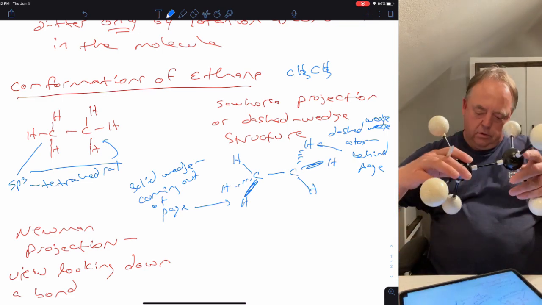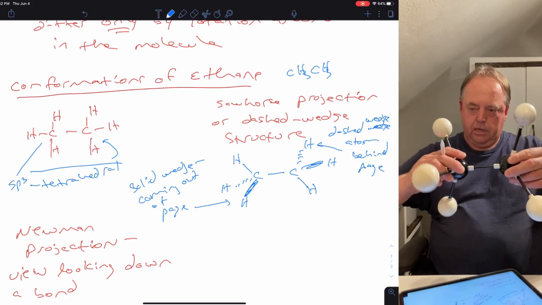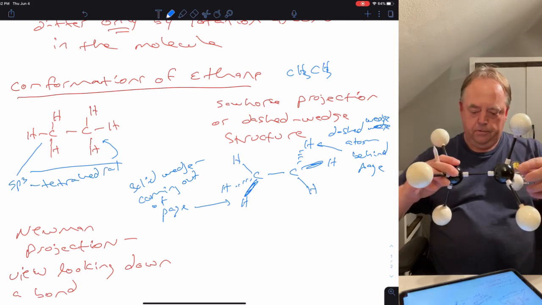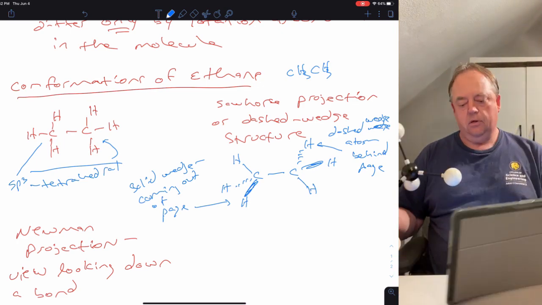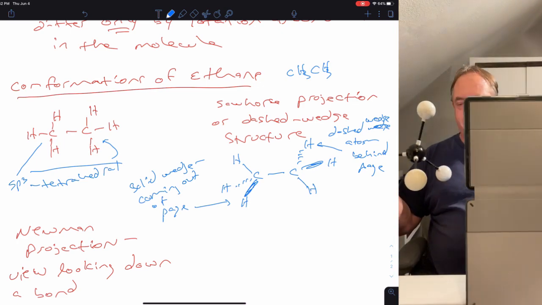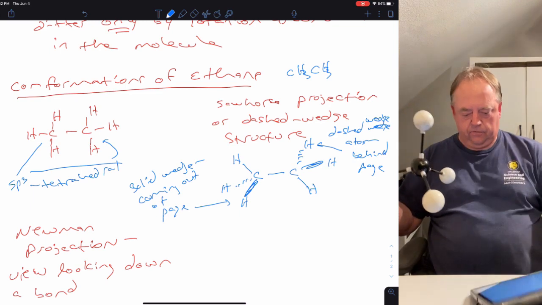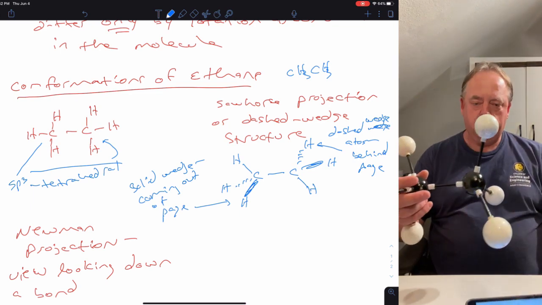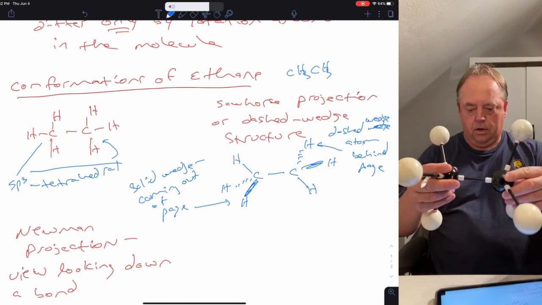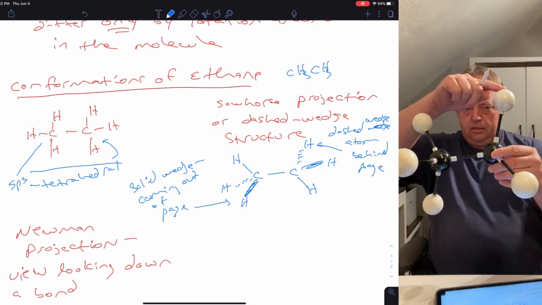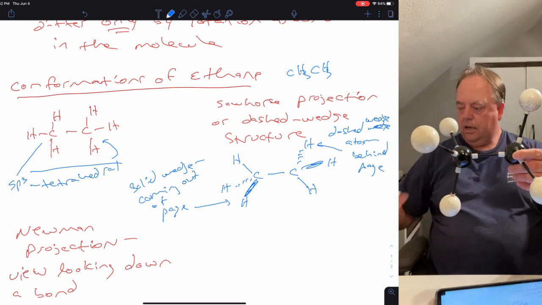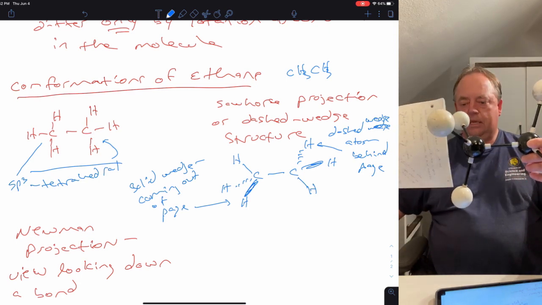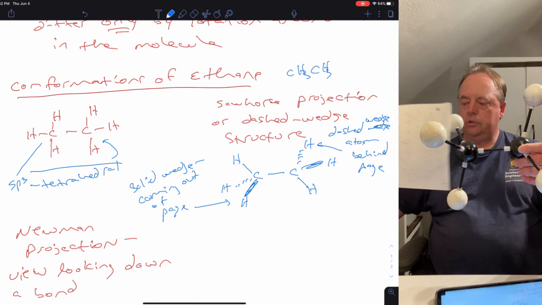Or if I had the molecule, so let's see. This would be how I have the molecule drawn on paper. If you took your paper and held it straight up in front of you, this is what it looks like. We have a hydrogen coming straight up, down to a carbon, over to a carbon, and down to a hydrogen, and all of those are in the same plane. Those four atoms are in the same plane.